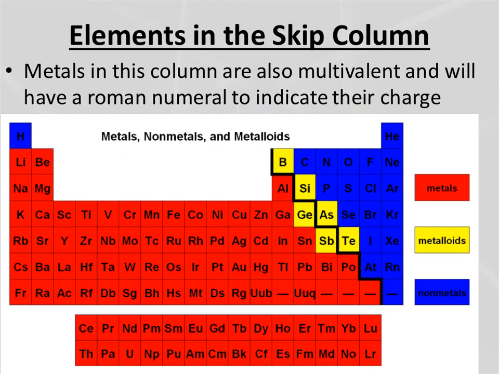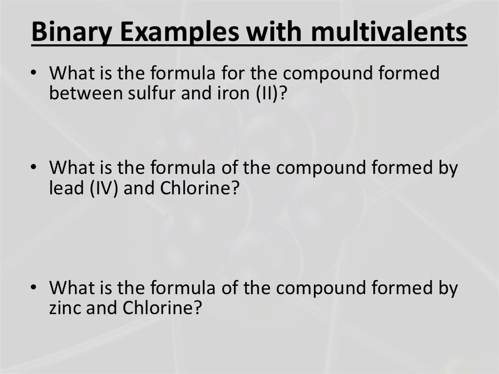But what about the elements in the skip column? Because we didn't learn a trend for them either. We just skipped them, right? They operate the same way as the elements in the middle of the periodic table, the transition metals. So the metals in the skip column, basically just these guys right here, mainly tin and lead, are going to be multivalent as well, which means we're going to need Roman numerals to tell us their charges also. So let's look at some examples of these.